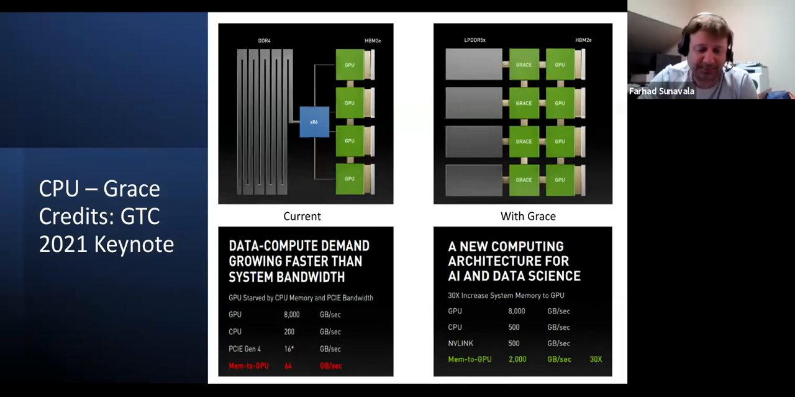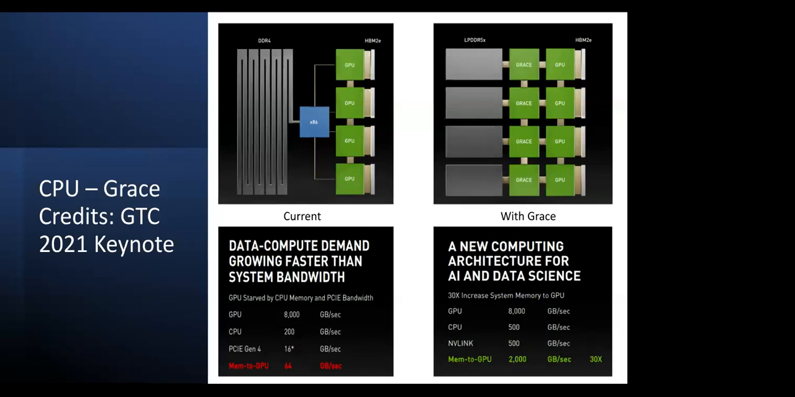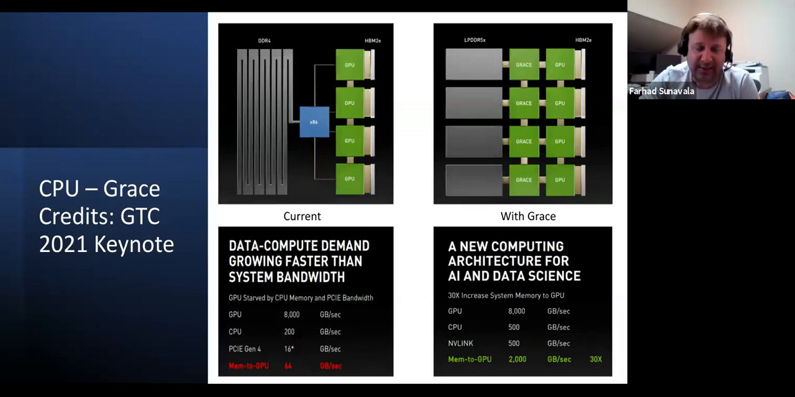Your PCI example was very good because you cannot go more than 64 with the 16 lanes. So that PCI was Gen 4, perfect. Correct.